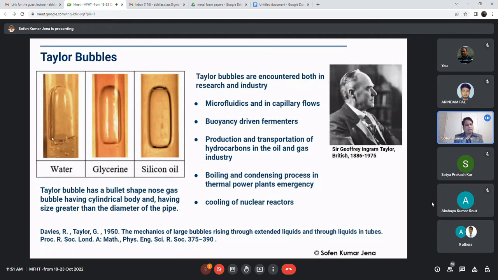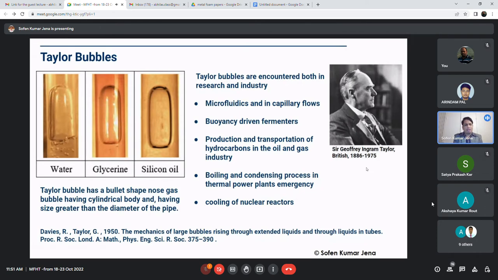Now this is the Taylor bubble for three different fluids. This is for the water. They form a Taylor bubble. There are some satellite bubbles. There is some glycerin. There is some silicon oil. It is named after the British fluid dynamicist, Sir Geoffrey Ingram Taylor. He was the thesis advisor to G.K. Batchelor, whose book we have studied, a very famous British fluid dynamicist. After him, a lot of things in fluid dynamics are named.